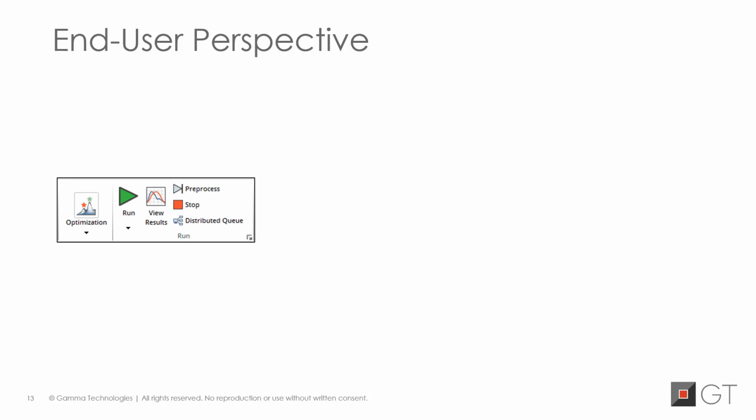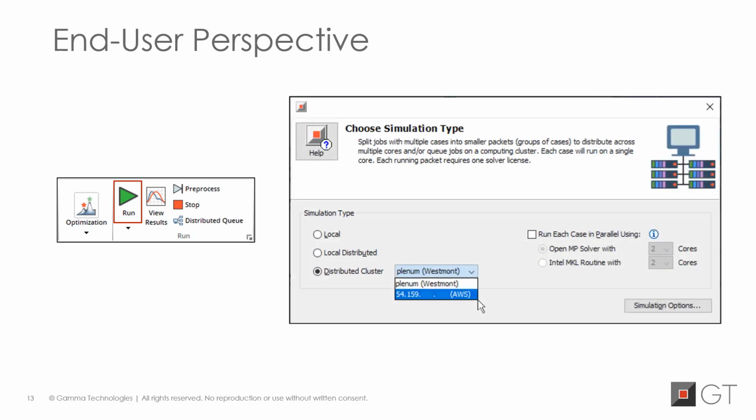One of the beauties of our new cloud offering is that the end user experience is virtually unchanged from that of an on-premises distributed cluster. The user clicks the Run button in GTEs as they normally would, and in the Run Simulation Wizard, they would simply point to the IP address of the cloud scheduler instead of the one on premises. From there, everything else operates identically.